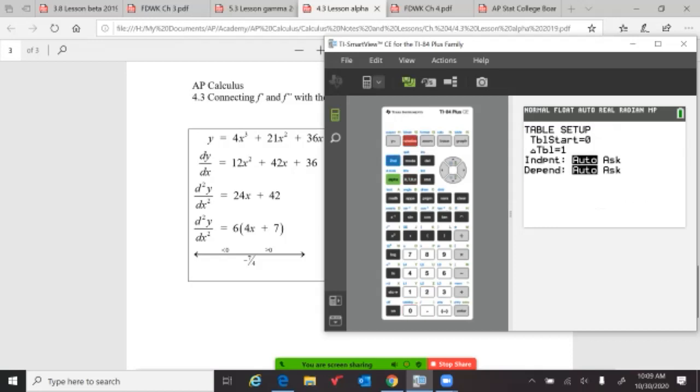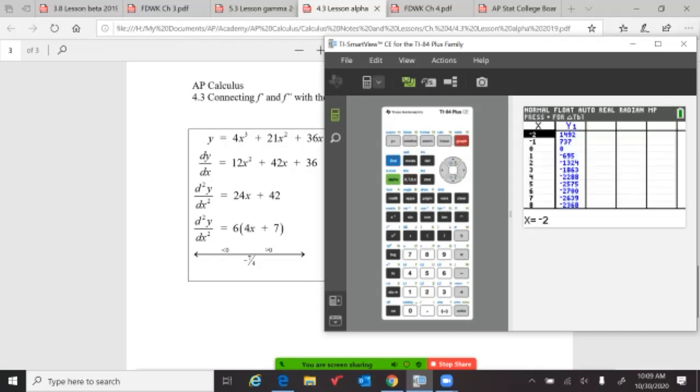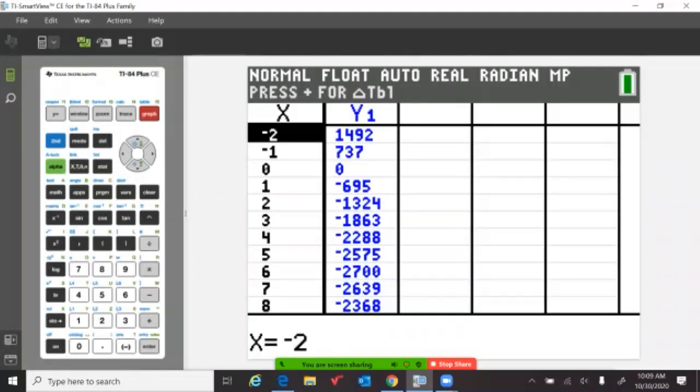So we got a table set. These numbers, ready? You're not going to see this because the numbers are really high. Where's the concavity change? Between -7/4 and 0. Well, that was the issue. It's hard to see this. All right, let's make the Y max 800.